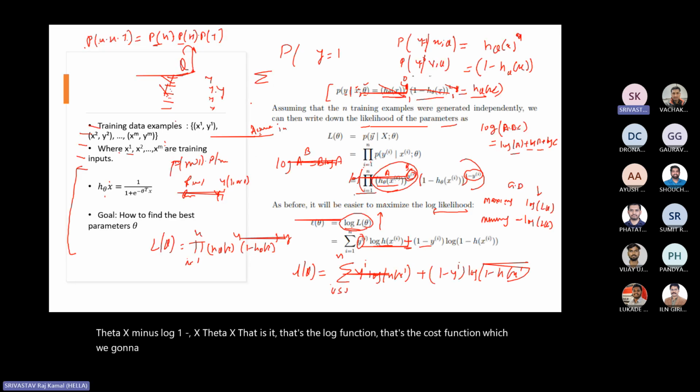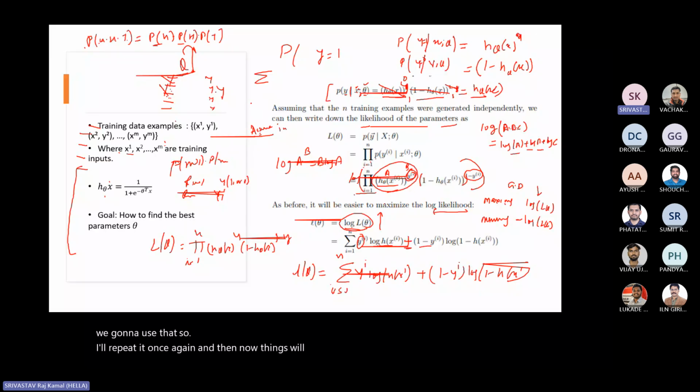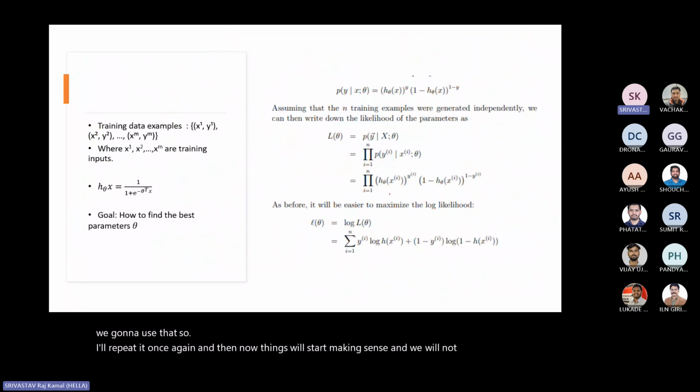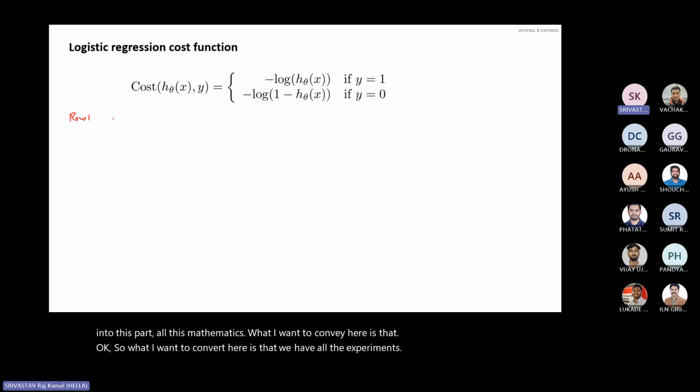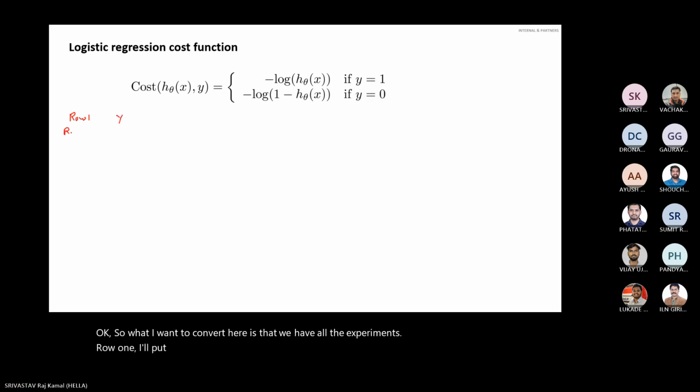So I'll repeat it once again, and then things will start making sense, and we will not go more into all this mathematics. What I want to convey here is that we have all the experiments. Row 1, I'll put it here, there's some y. Row 2, y. Row 3, some y. And so on. This is all the data.